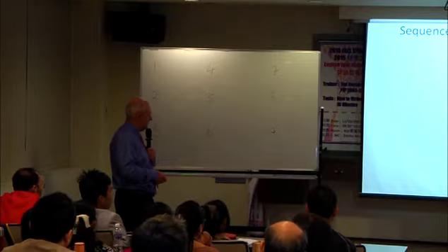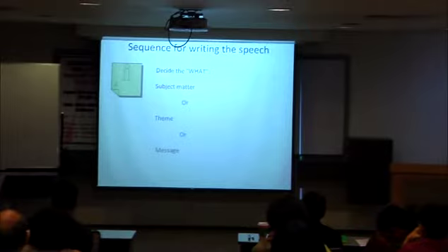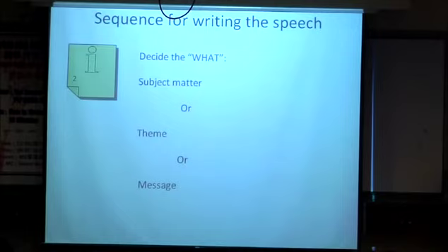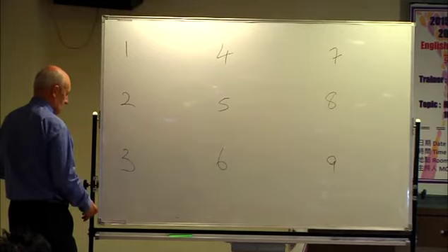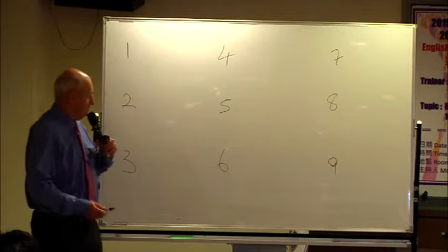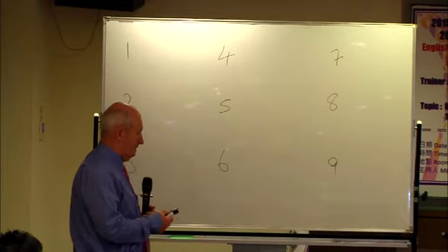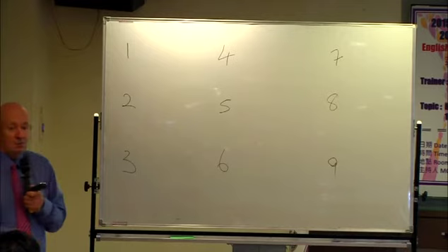So sequence of writing speech, number two. We have to decide the what. So we're going to do that now, with your help. I apologize to the people at the back if you can't see the what's on the board here. But I do my best. So what we're going to do is choose. Okay, we're going to decide what is it we're going to talk about.